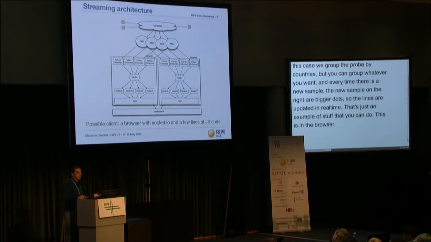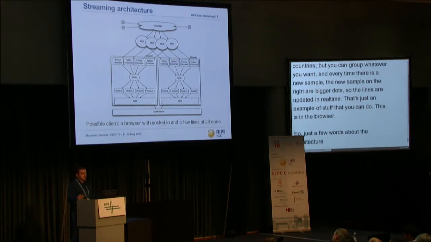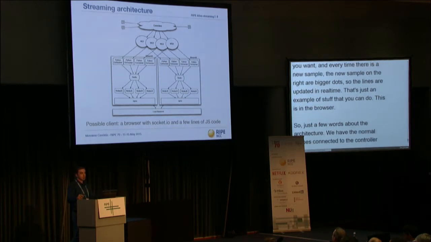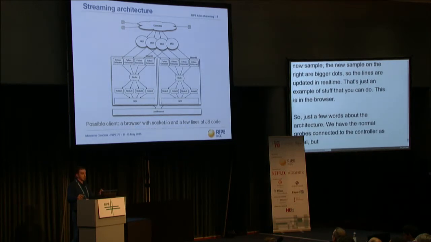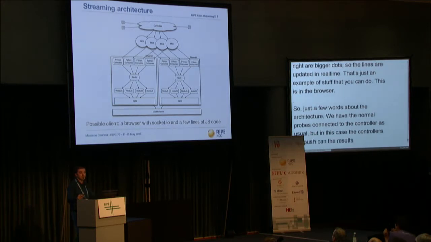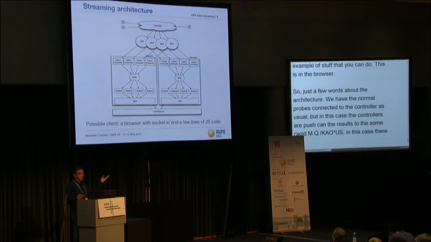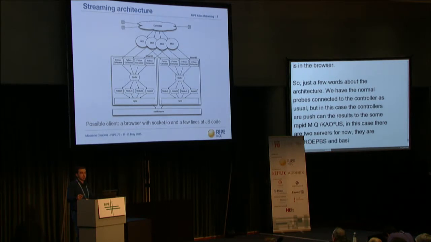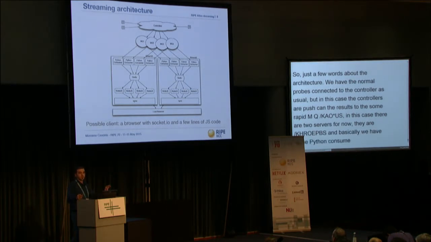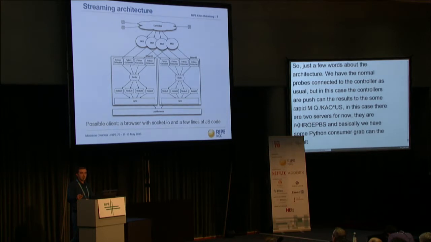So just a few words about the architecture. We have the normal probes connected to the controllers as usual, but in this case, the controllers are pushing the results to some RabbitMQ queues. We have, in this case, 2 servers for now. They are clones. And basically, we have some Python consumers grabbing the results and pushing them into Redis, which we are also using for the replayability of the events.